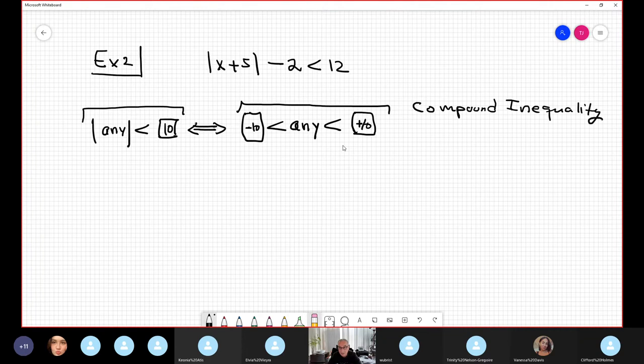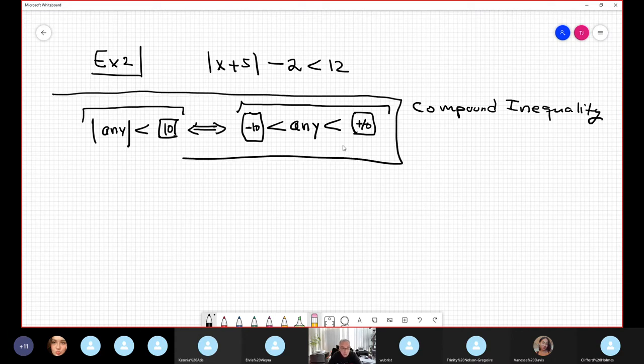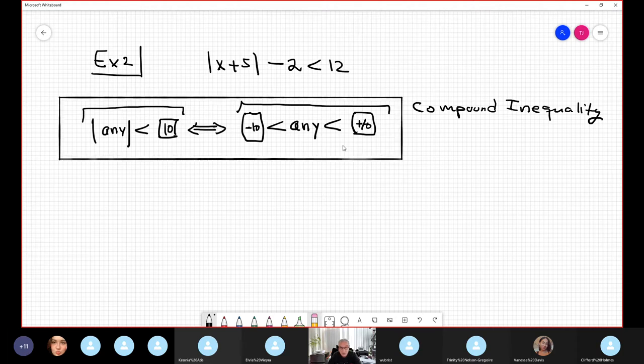Exactly the same we saw last time. This is the rule. It's complicated or no? It's a rule. And close the box because it's important. This is the rule for less than inequality. So, can you apply this rule in this example?